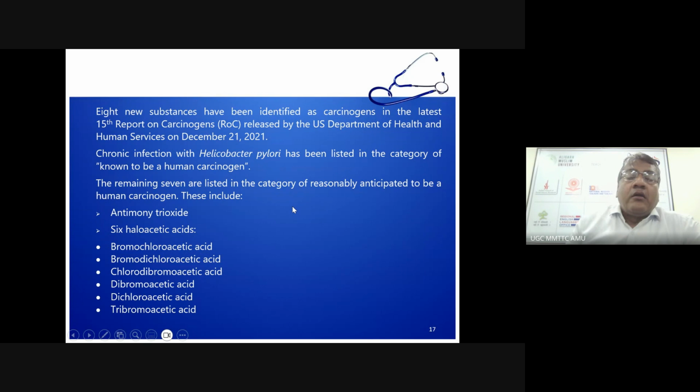Now, this is new research. Eight new substances have been identified as carcinogens in the latest 15th Report on Carcinogens released by the US Department of Health and Human Services on December 21, 2021. Chronic infection with Helicobacter pylori has been listed in the category of known to be a human carcinogen. This is a very dangerous thing.